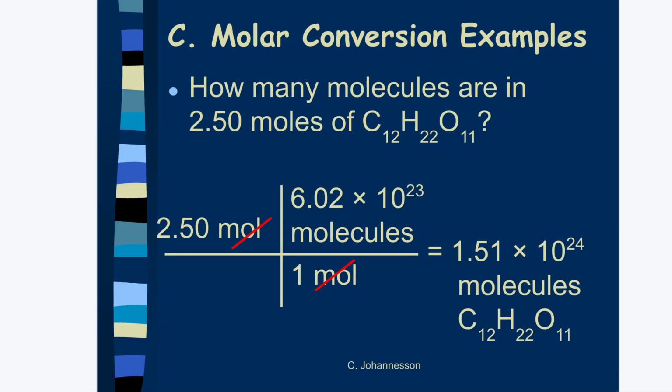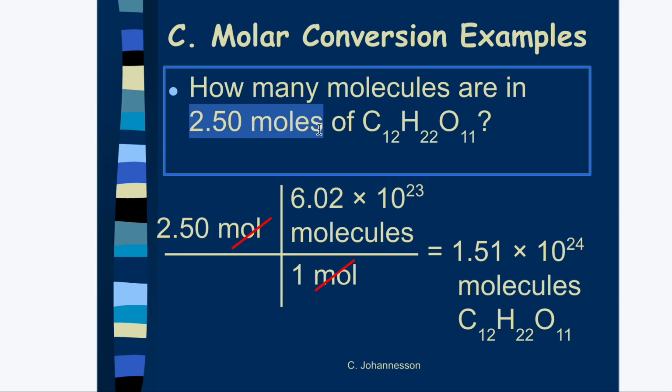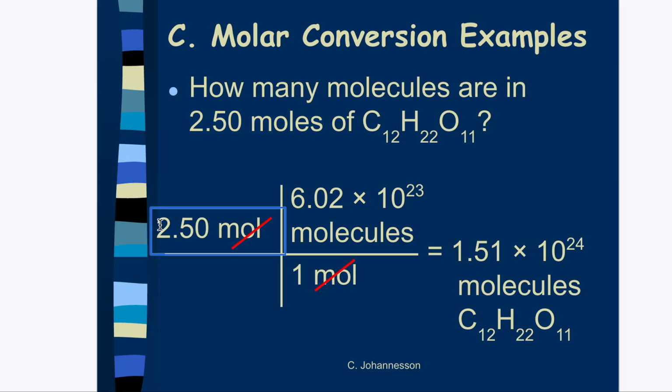This is dealing with molecules. So remember, molecules is that 6.02 times 10 to the 23rd. 1 mole is equal to 6.02 times 10 to the 23rd. So this is going to be worked out the same way. It gives us 2.5 moles. We need to cancel out moles. We need to be left with molecules. So we're going to have to put mole on the bottom. So 1 mole is equal to 6.02 times 10 to the 23rd.